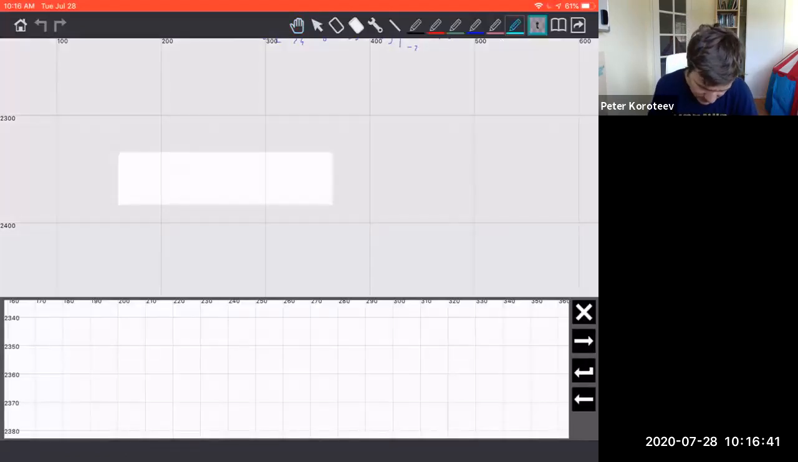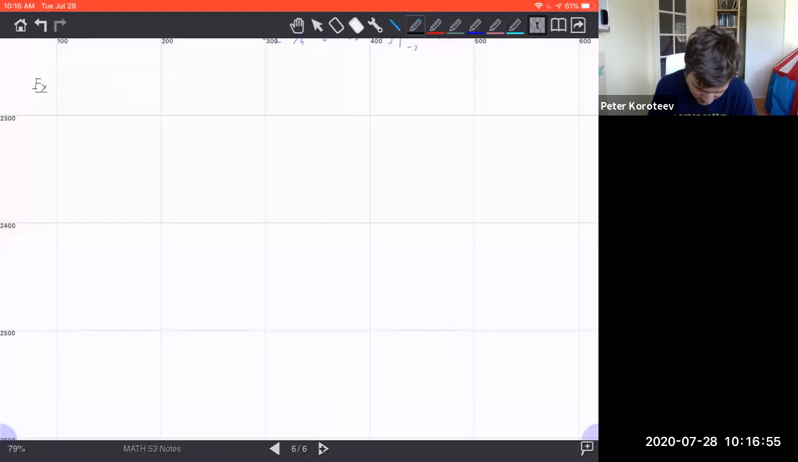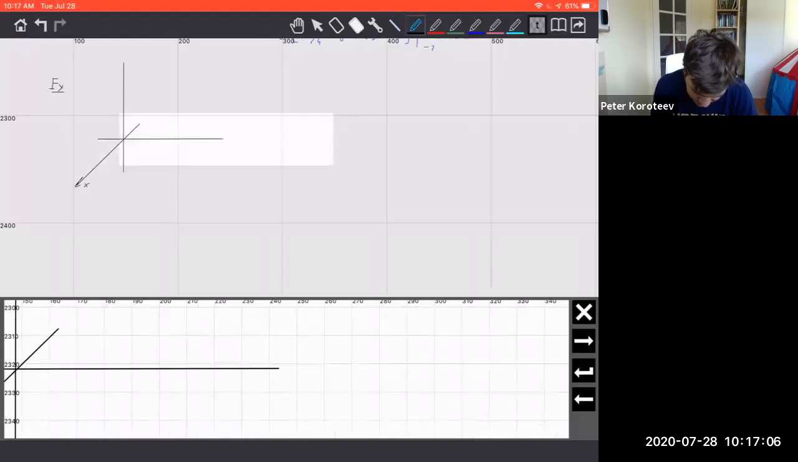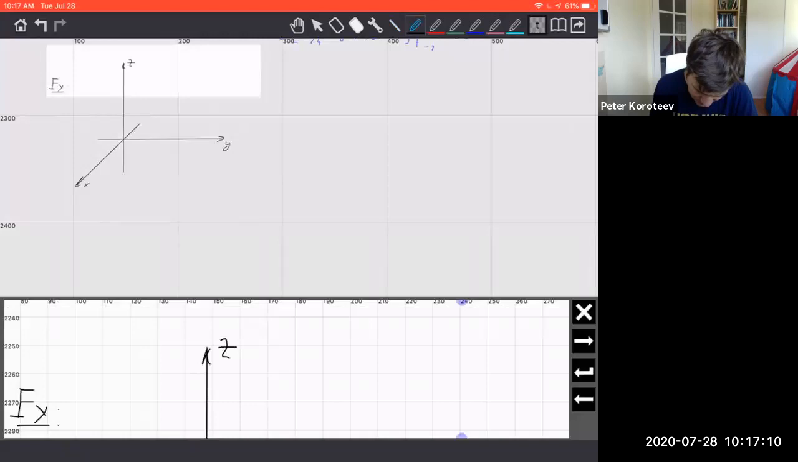Okay, so let's do one more example. Let's find the volume of the tetrahedron by integration. Right? It's an upright tetrahedron which is built on the coordinate axes like this.